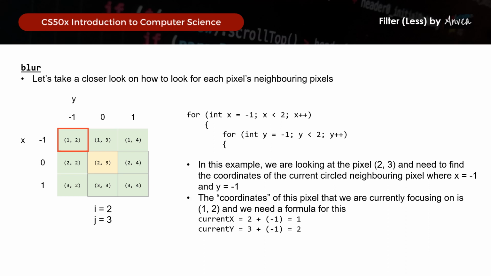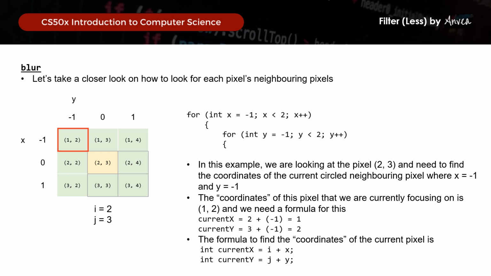So the coordinates for this neighboring pixel can actually be defined as current x equals 2, which is the i position of the current pixel that we're looking at, plus -1, which is the relative position of this pixel, equals 1. And likewise for the y value, current y equals 3, which is the j position of the current pixel, plus -1, which is the relative position of the pixel, right?